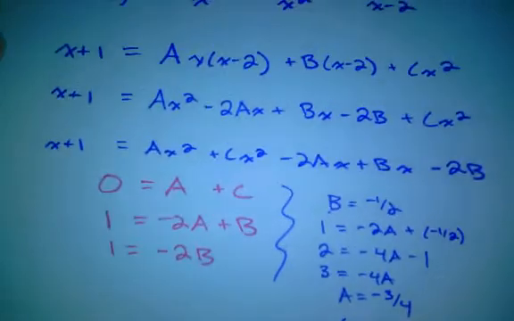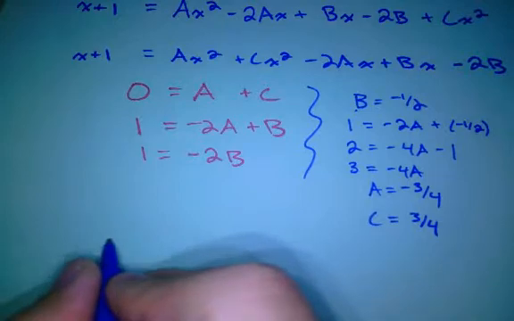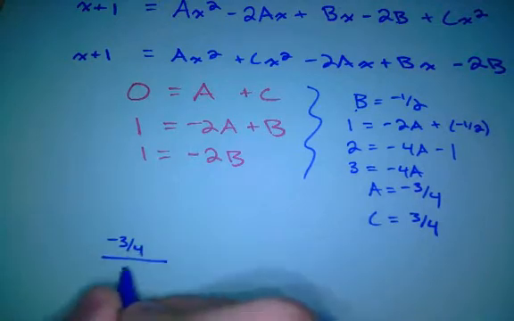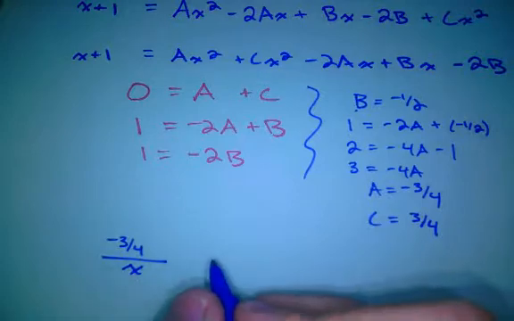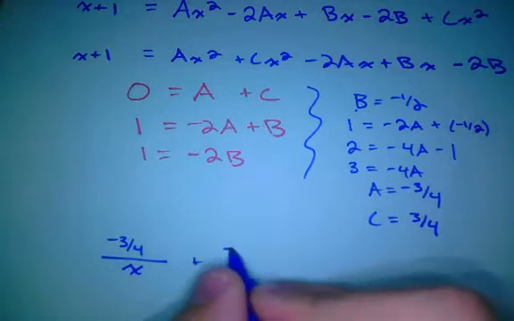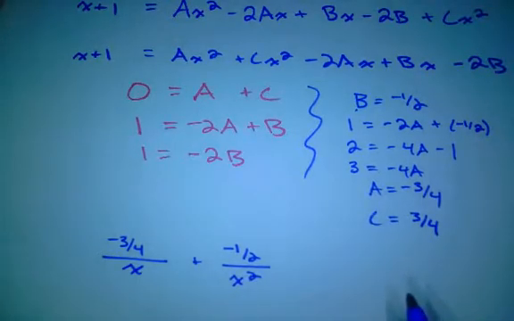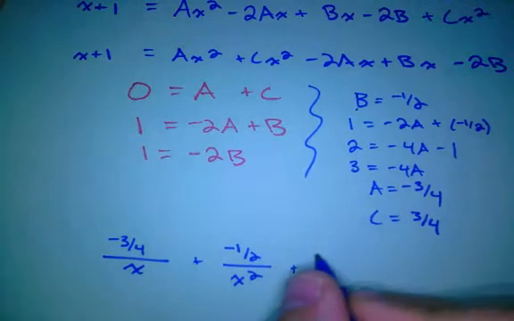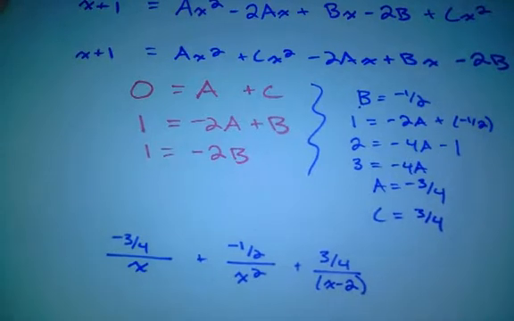Let's plug everything in. So my A value again was negative 3/4 over x. My B is going to be plus negative 1/2 over x squared. The last one's going to be plus 3/4 over x minus 2.